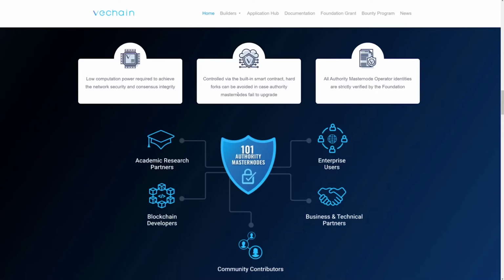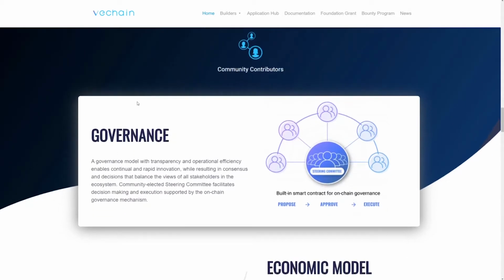security will be added. And also they have built-in smart contracts because proof of stake is working on the Ethereum blockchain, so VeChain is running on the Ethereum blockchain as well. And they have also quite a strong governance.